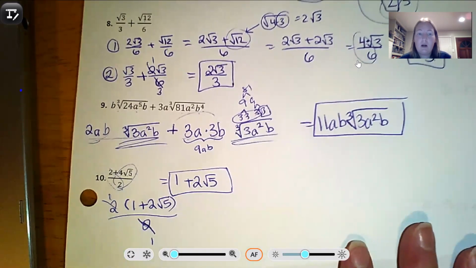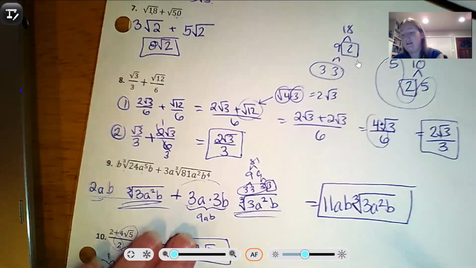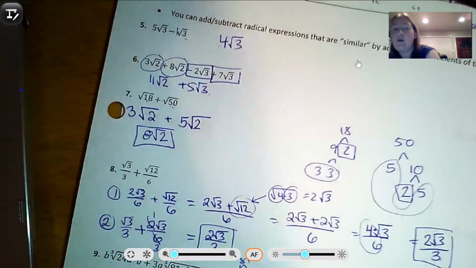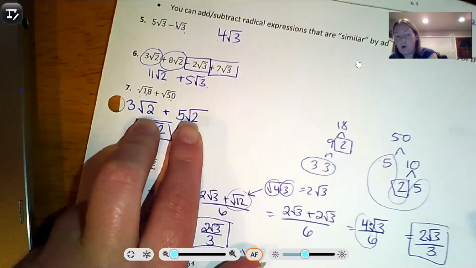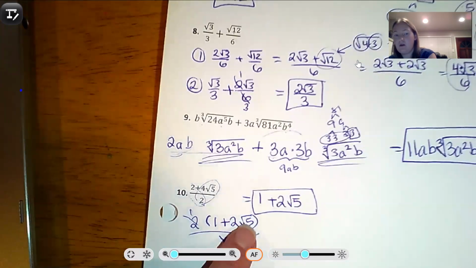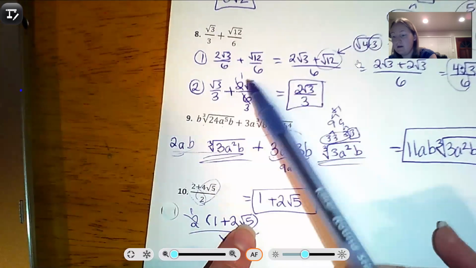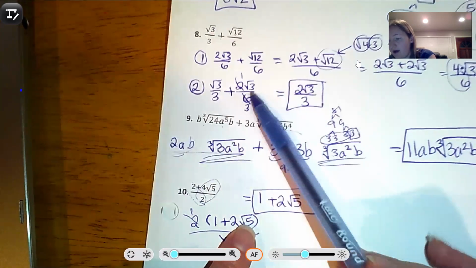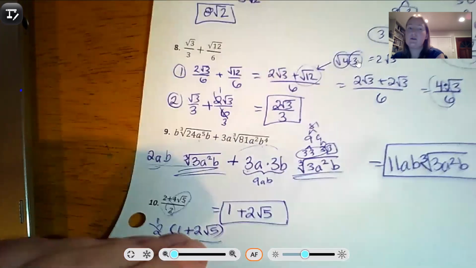The main part of this being that it's just about the coefficients. You add them, but you keep the same like radical portion, or you can divide, but you keep the same like radical. So you don't divide the root part, only the whole factor, and you use its coefficient to do so. I hope that helps with 7.4.